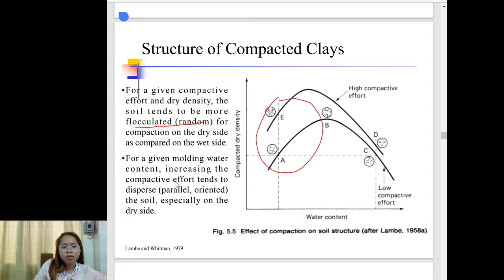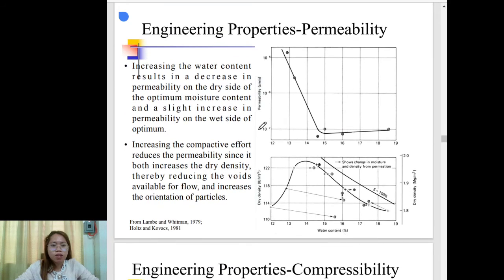And also, a high compactive effort tends to disperse or parallel-orient the soil, compared with a low compactive effort.